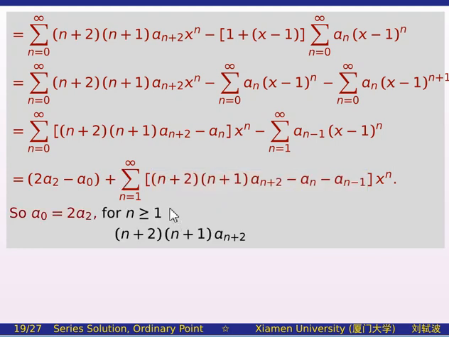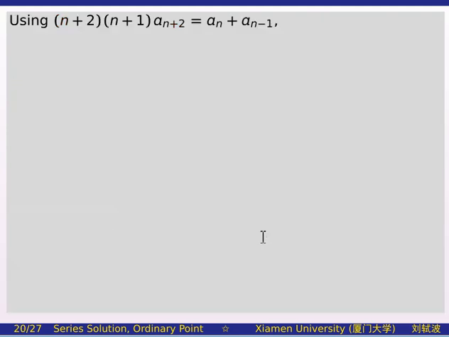That is, when n is greater than or equal to 1, this should be 0. That is, (n+2)(n+1)a_{n+2} should equal a_n plus a_{n-1}. So we obtained a recurrence relation between the coefficients a_n, but this relation involves 3 terms: a_{n-1}, a_n, and a_{n+2}. So this makes it difficult to compute the coefficient a_n. What should we do?